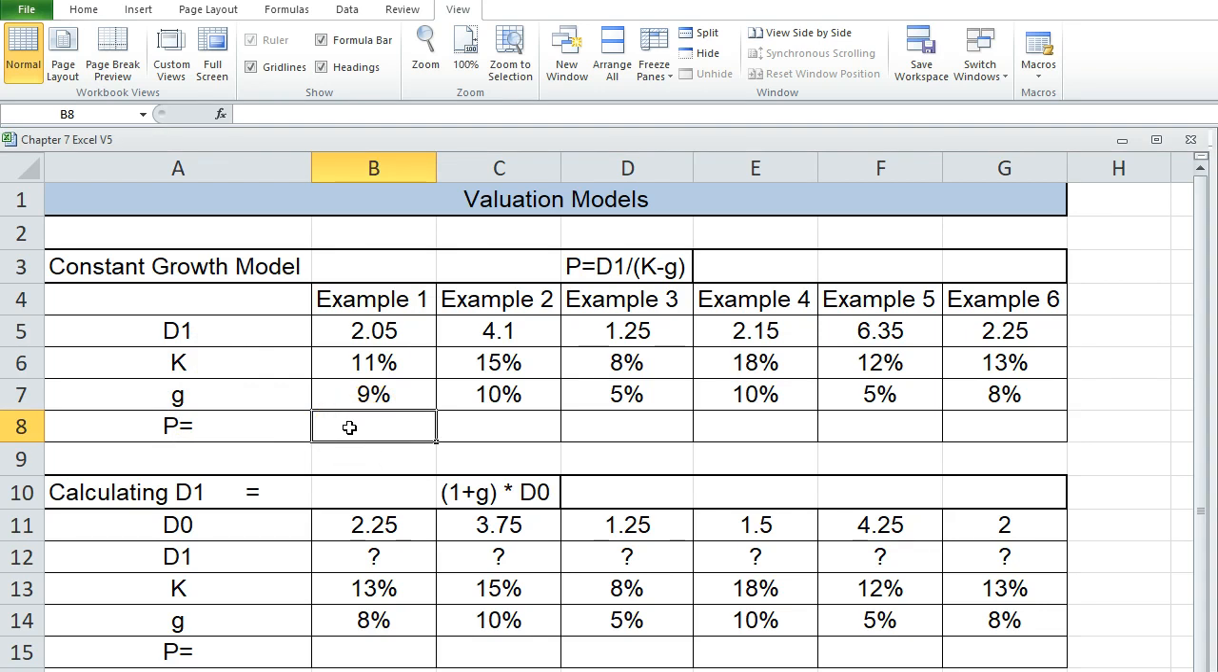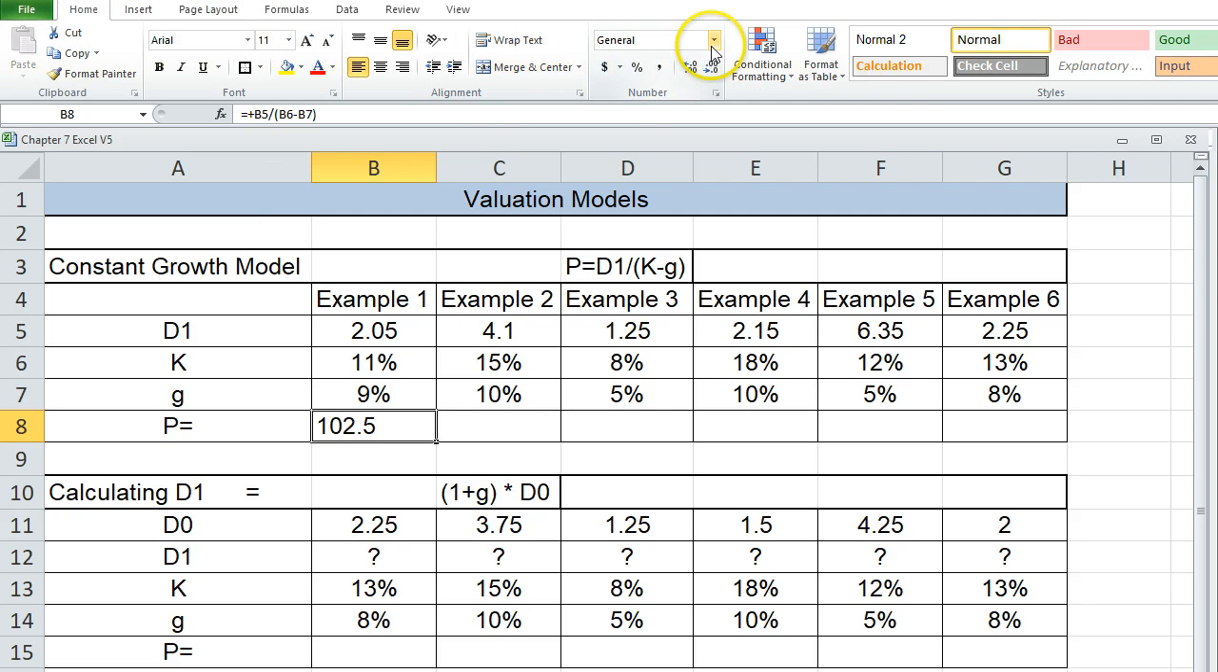Okay, so example 1, I just follow this formula here, where I take the dividend and I'm going to divide this by K minus G. And this gives me the stock valuation of $102. So let's format that into currency.